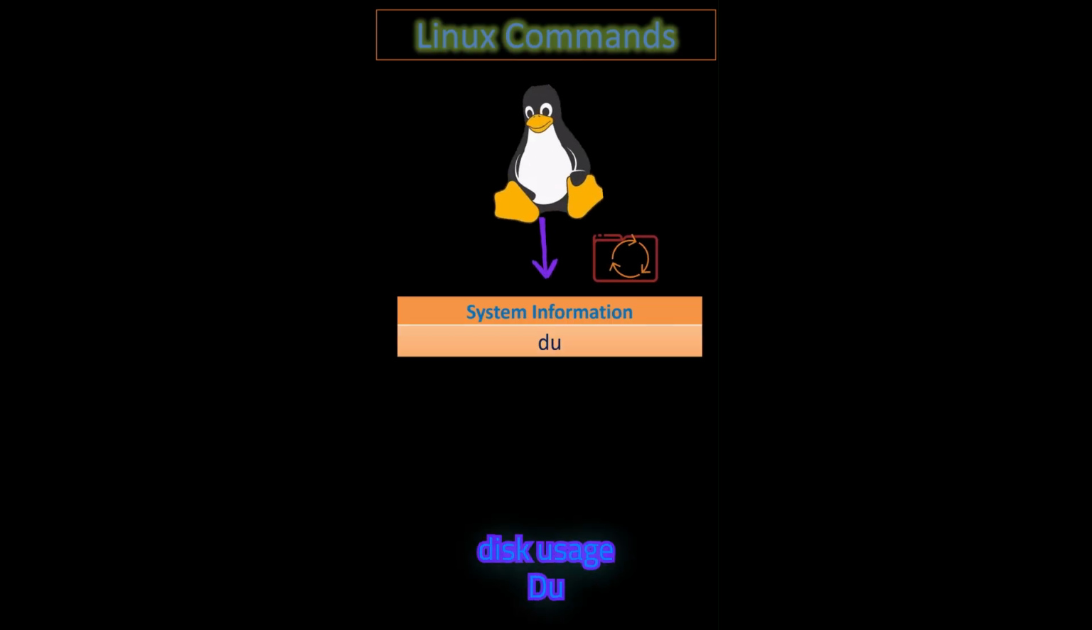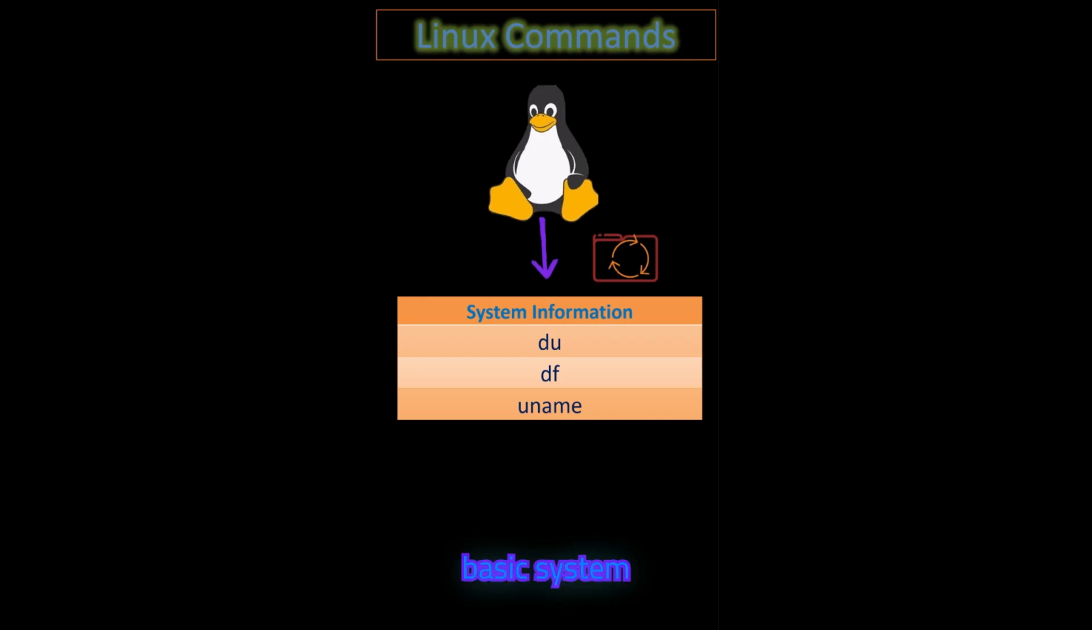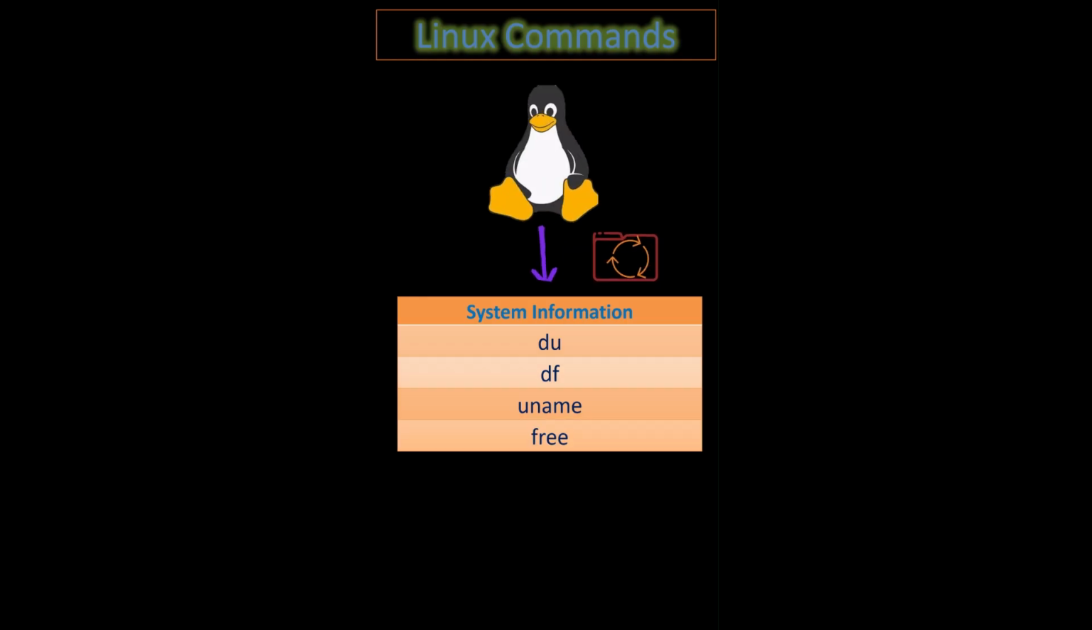System information. DU displays disk usage of files and directories. DF shows the available and used disk space on the file system. Uname displays basic system information like OS and kernel version. Free shows memory usage, including total, used, and free memory.